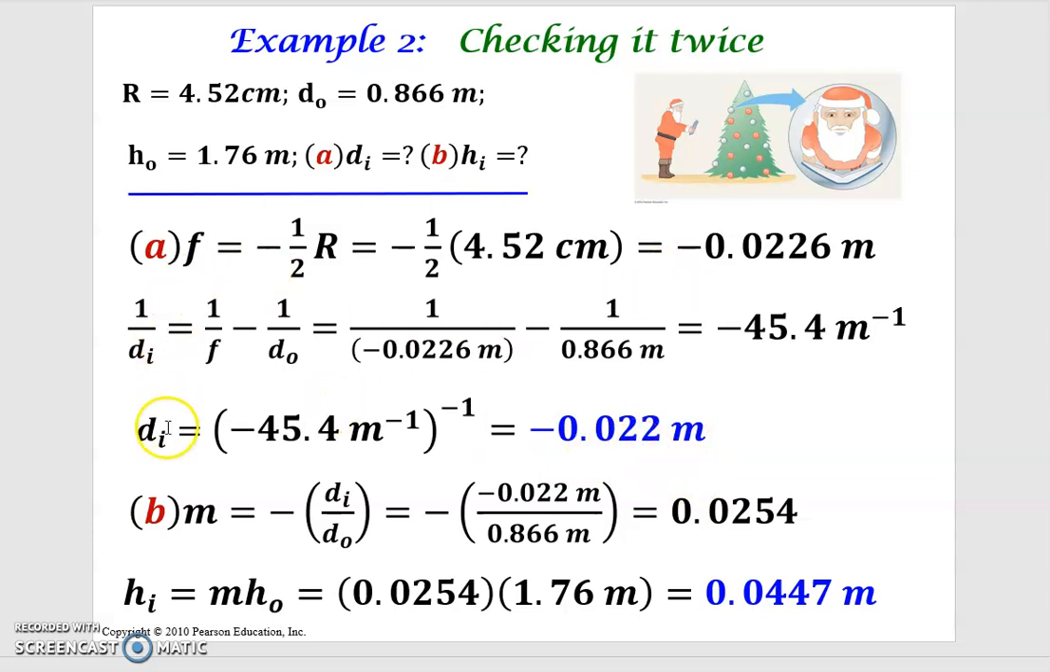And now if you already know the d naught and the di, you can calculate the m value, the magnification. So what is the magnification? It is the negative of di divided by d naught. But be careful now, di is negative. It is behind the mirror. So therefore the m is 0.05254. So from this value, now you can calculate using the second equation, the height of the image is m times h naught, which is 0.447 meter. So definitely the image is much smaller now.